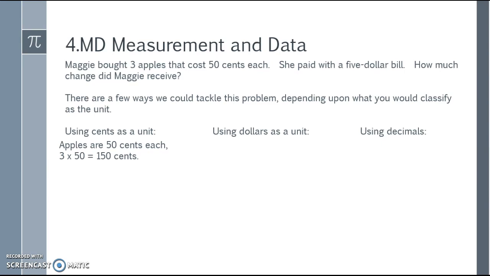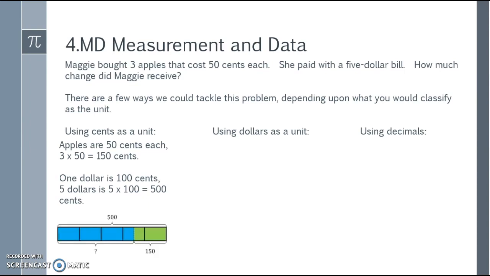So using the cents as a unit, apples are 50 cents each. 3 times 50 is 150 cents. $1 is 100 cents. So if she has $5, we have 5 copies of 100, which is 500 cents. I can build a bar diagram. I know that in total there are 500 cents. I have 150 cents for the apples that I paid. How much in blue is left over? 500 minus 150 is 350 cents, which is $3.50.